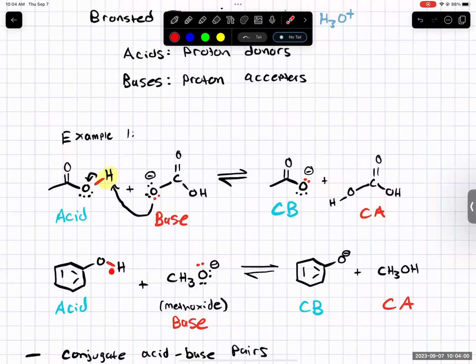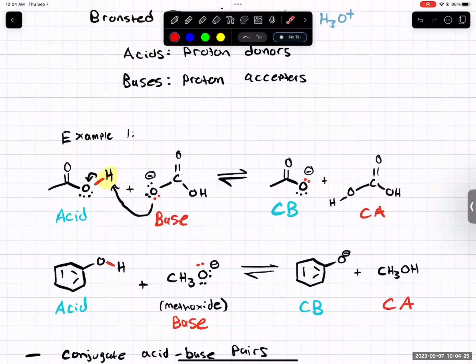And because this is the acid, we're going to donate the proton, and so we're going to break this bond. Those red electrons are going to go onto the oxygen and get a negative charge, and you form methanol as your conjugate acid, right? So our acid turns into our conjugate base, and our base turned into our conjugate acid. Any questions so far?